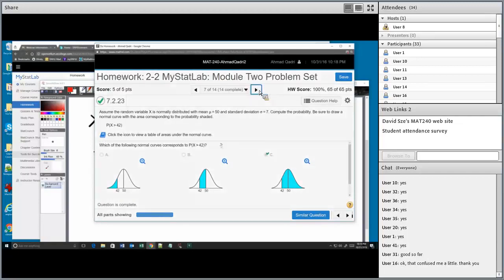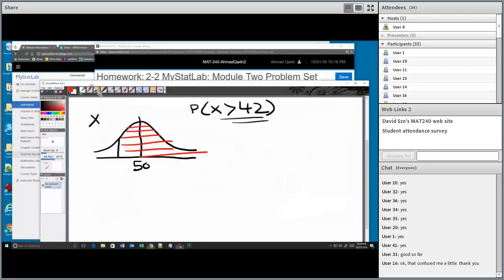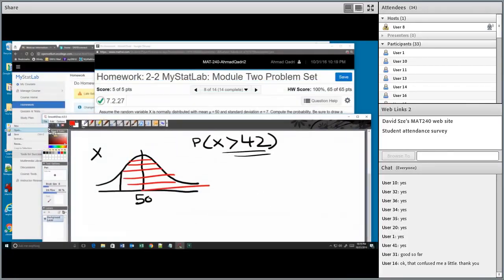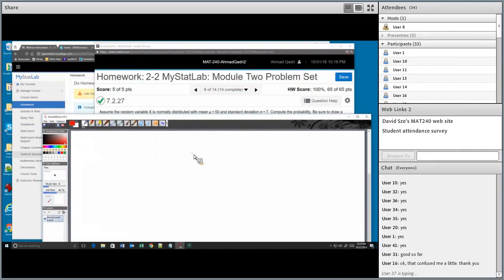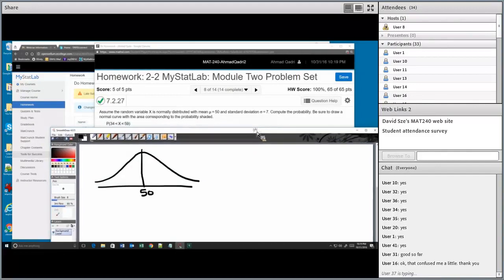All right, let's go to the next problem. Pretty much the same. See if we can do 2 more problems maybe. Okay, so now we have, whoops, I like black for this. Okay, so the mean is 50. So obviously my center is 50. And what am I looking for? Between 34 and 59.